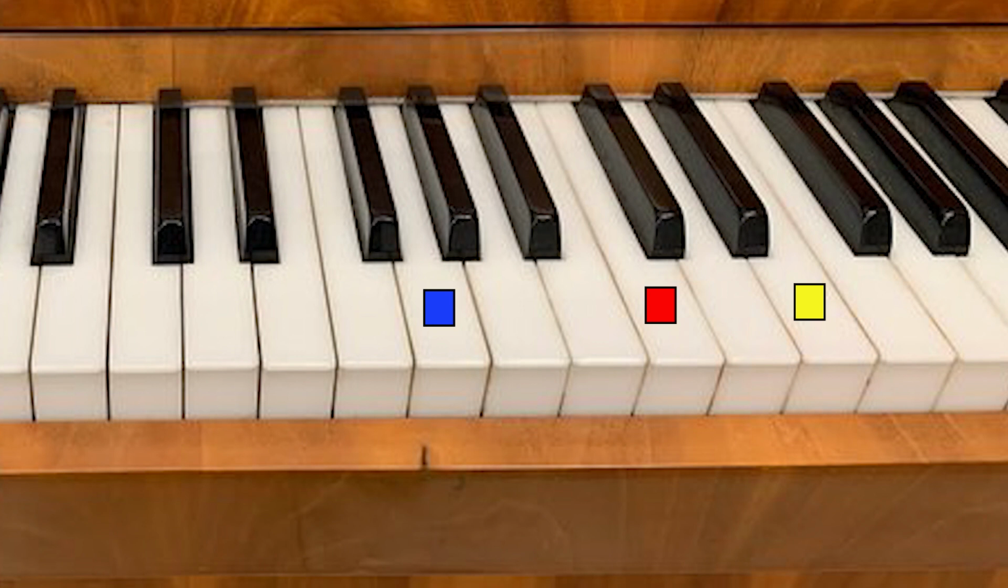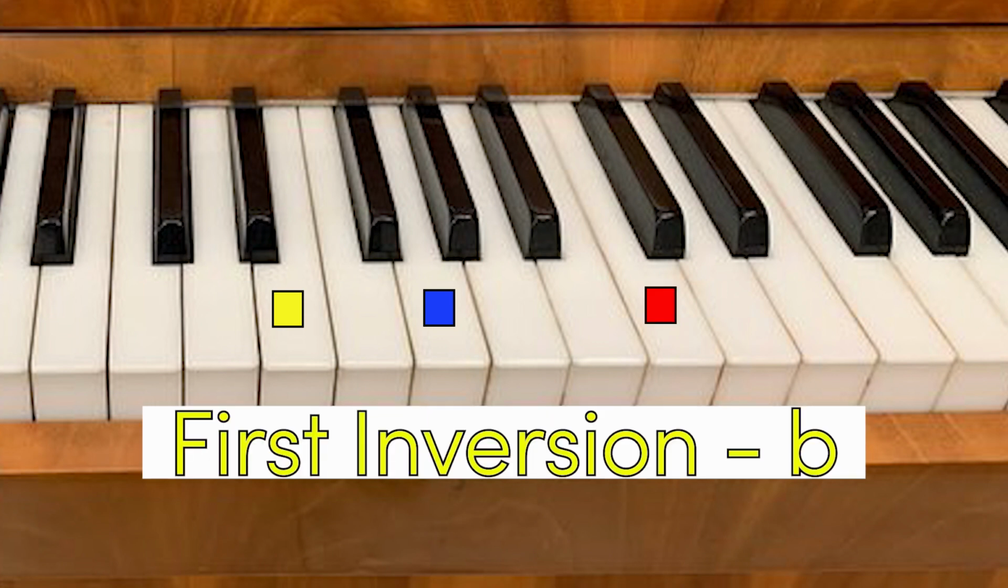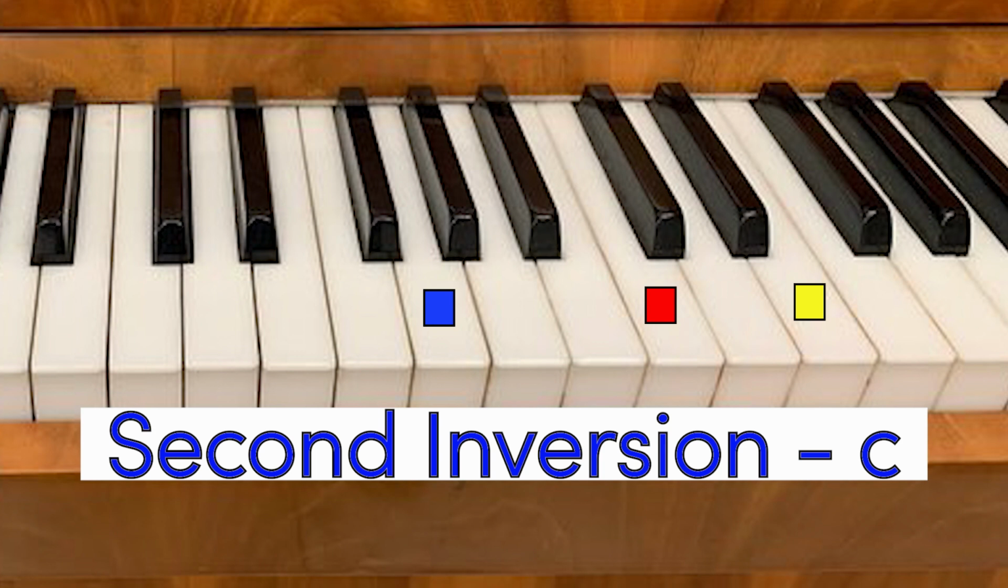When the root of the chord is at the bottom, it is called root position, or in Roman numeral notation, it's called A. When the middle note of the root position chord is at the bottom, it's called first inversion, or B. And when the top note of the root position triad is at the bottom of the chord, it's called second inversion, or C.